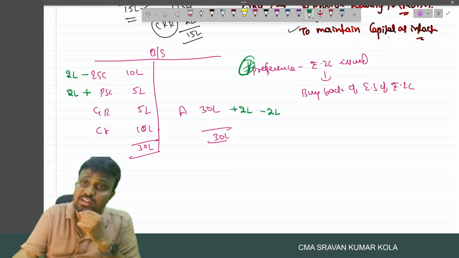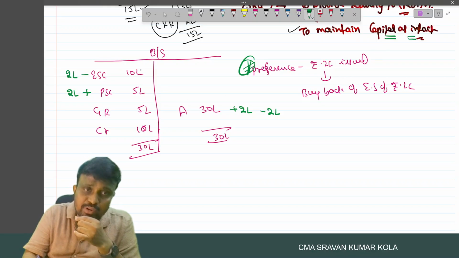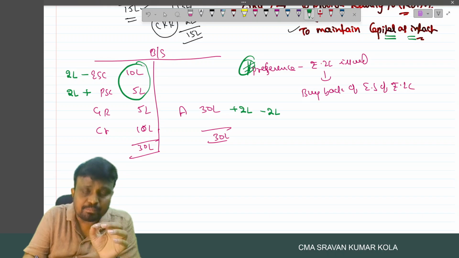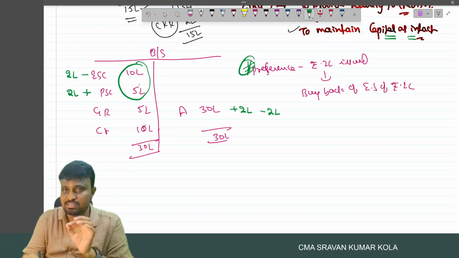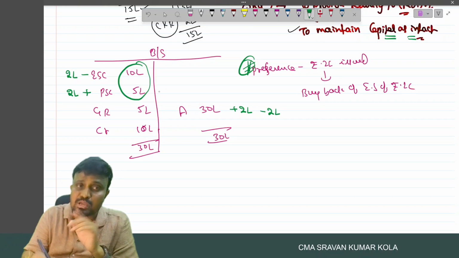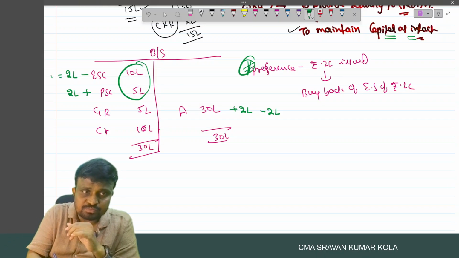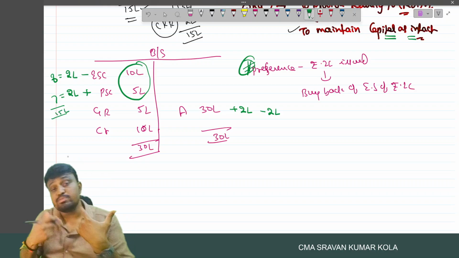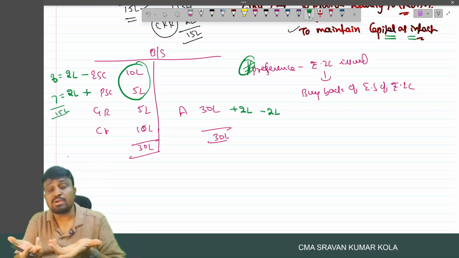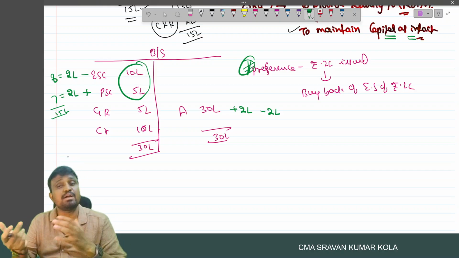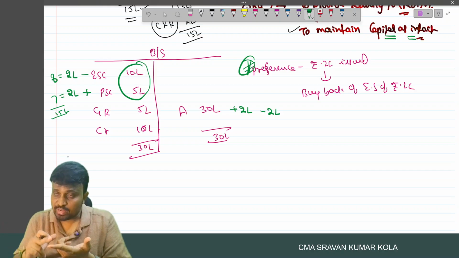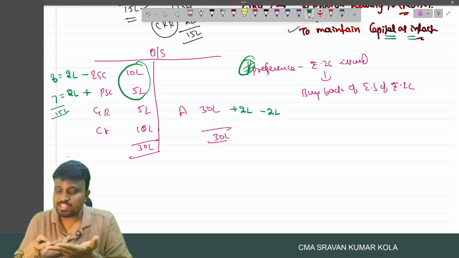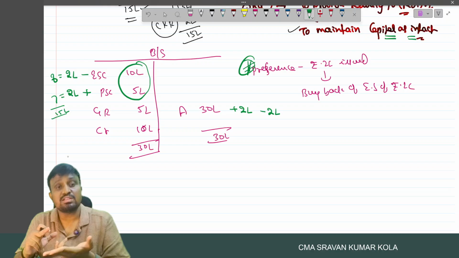And the second one is to maintain the capital as intact. Previously, what is the capital? We have 10 plus 5, 15 lakh. And even after buyback, equity share capital becomes 8 and preference share capital becomes 7. And what is the total? 15 lakh. Before buyback we have 15 lakh, after buyback also we have 15 lakh. There is no change in capital also. So to maintain the capital as intact, to provide security to the creditor, both are satisfied.